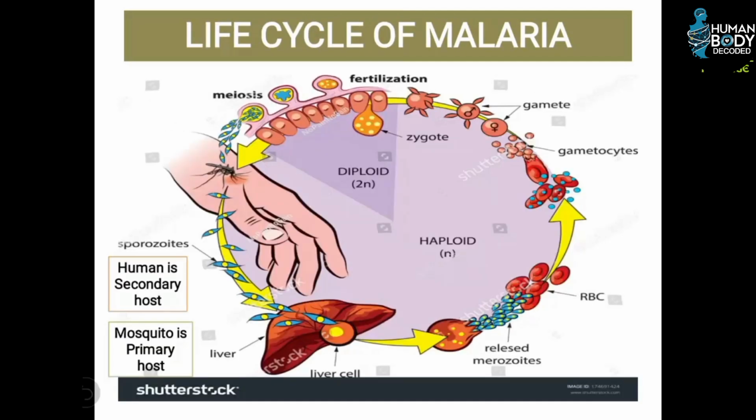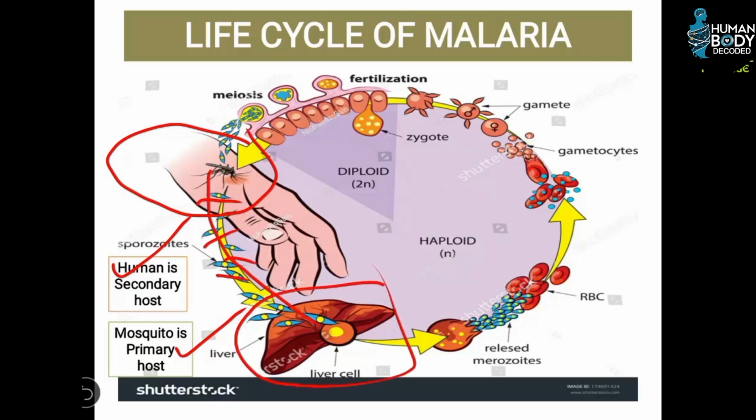The life cycle of malaria. The malaria parasite completes its life cycle in 2 hosts. Primary host, the mosquito. Secondary host, the human. Here's how it works. The mosquito bites a human, injecting plasmodium into the blood. Plasmodium travels to the liver and transforms into merozoites.